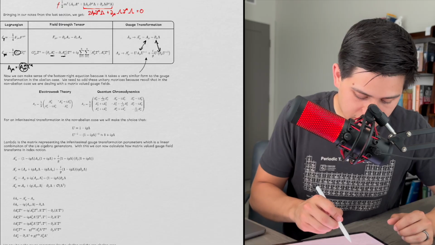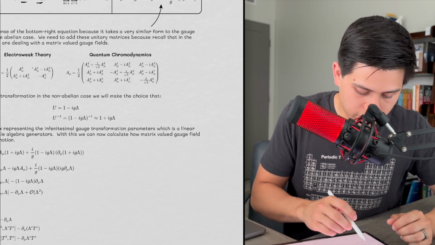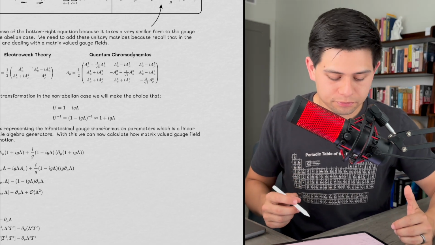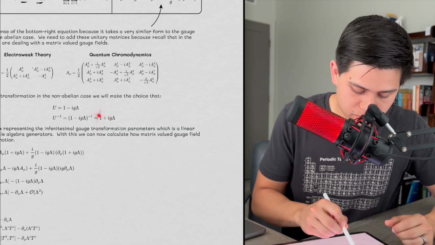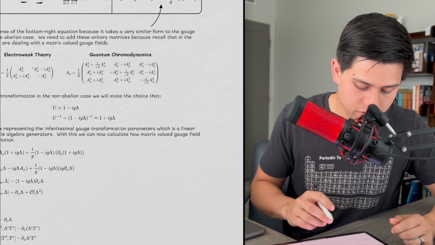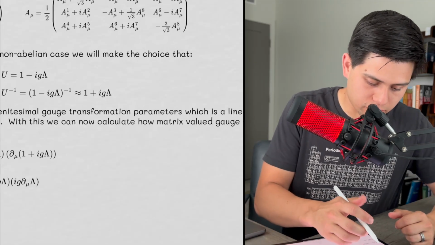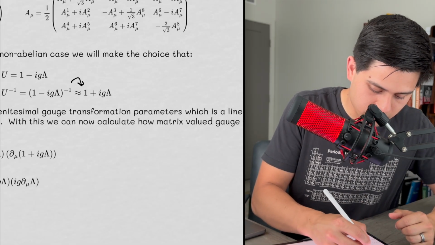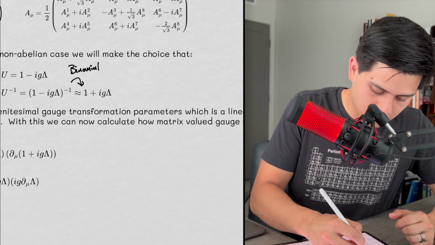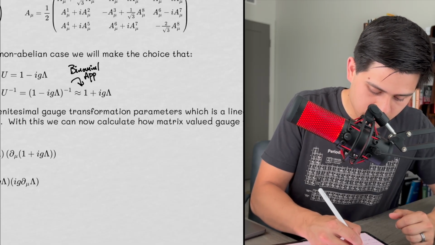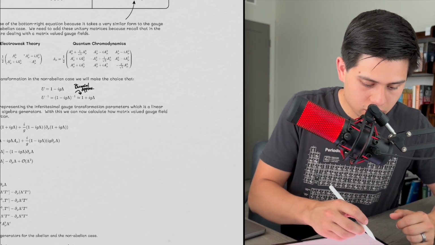So we have the abelian case, the abelian gauge transformation. Now we're going to have non-abelian, where these things have to be matrices. So the inverse is going to be the inverse here, which by the binomial approximation is going to equal this. I'll just write that down, actually. This was from the binomial approximation, right? So that's the binomial approximation.